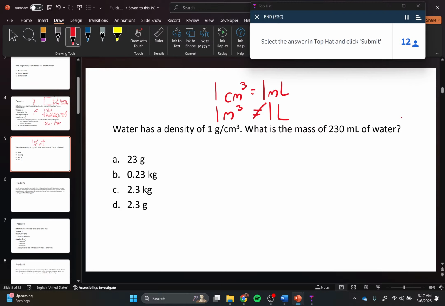And then I have grams as the question. So do you want it to equal 1 still? 1 equals 230 milliliters equals 230. So do you want it to still equal 1?